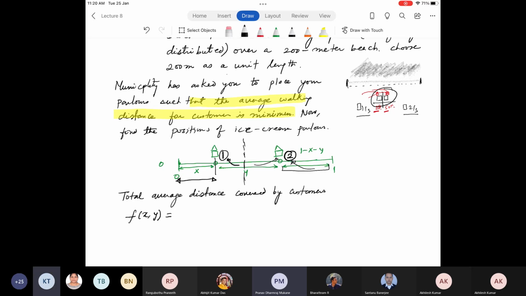Sir, it should be x by 2. Is this correct, guys? Why is it x by 2?